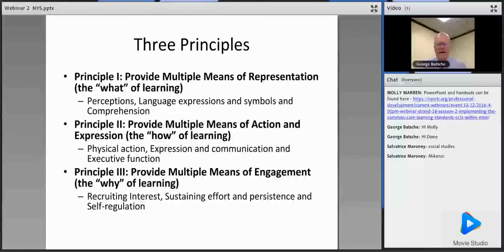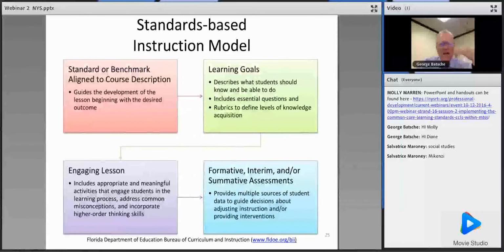So universal design is saying if we only represent the what one way, and if we only allow kids to demonstrate what they know one way, that is going to result in significant numbers of kids not being successful in Tier 1, disengaging, and having to have all sorts of other resources that could be built into Tier 1 to increase the probability of success. We're going to use this, by the way, in a moment for our Unpacking the Standards.